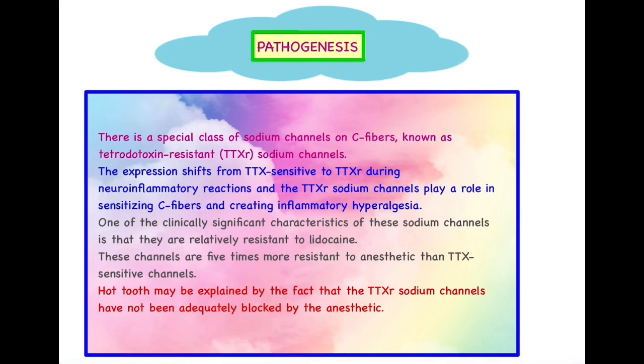We need these tetrodotoxin sensitive channels in order for the anesthesia to act. But what happens is that chronic neuroinflammatory responses occur. As there is bacterial infection and pus formation inside the tooth, there is a change of expression from these tetrodotoxin sensitive channels, which are more sensitive to our local anesthesia, towards tetrodotoxin resistant channels, which are relatively much less sensitive towards lignocaine. This is the pathogenesis, and because of this shift there is profound pain to the patient.